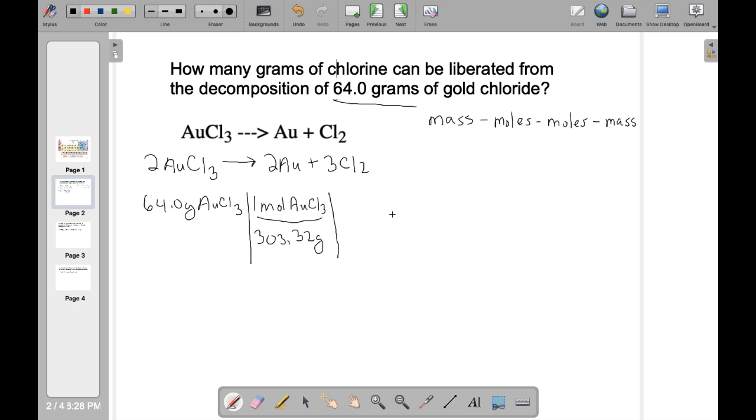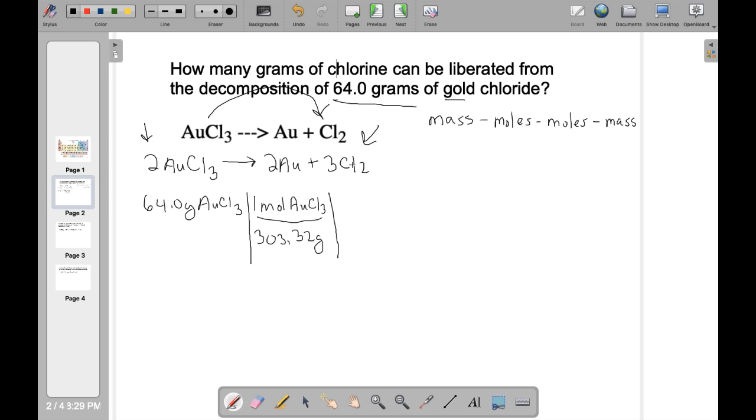Now this next step is where people get confused. I have to look at a ratio from what I want to go from to what I want to go to. So I want to go from gold chloride to chlorine. So I need to look at the mole ratio of this substance to this substance. Now down here, I've balanced it. This coefficient here is how many moles of this substance will produce how many moles of this substance. So theoretically, if I had 2 moles of gold chloride, it's going to produce 3 moles of chlorine. That is a ratio. The ratio is 2 to 3.